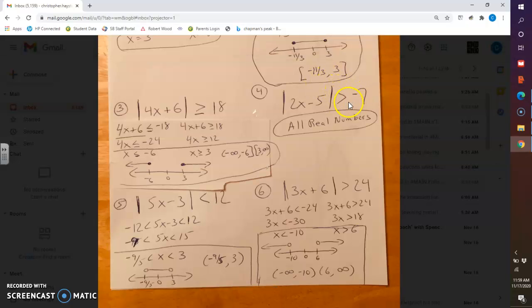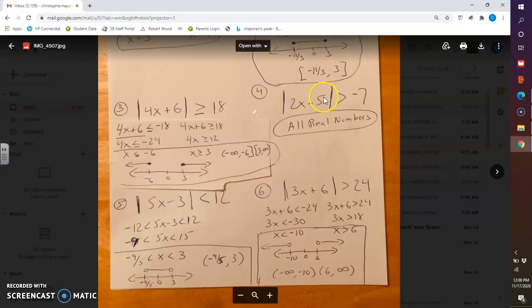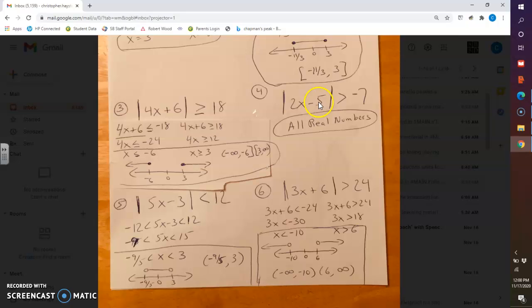If this were a less than, it's no solution. An absolute value can never be less than a negative number. If it's a greater than, it's all real numbers. Every absolute value, no matter what you plug in for x, will be greater than a negative number. So if it's a less than, it's no solution. If it's a greater than, it's all real numbers.